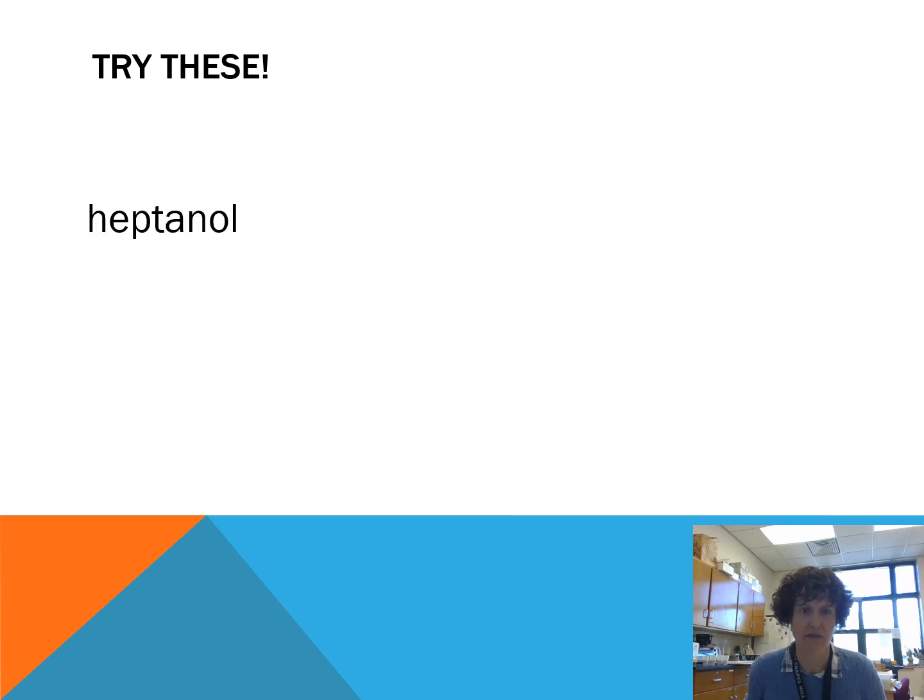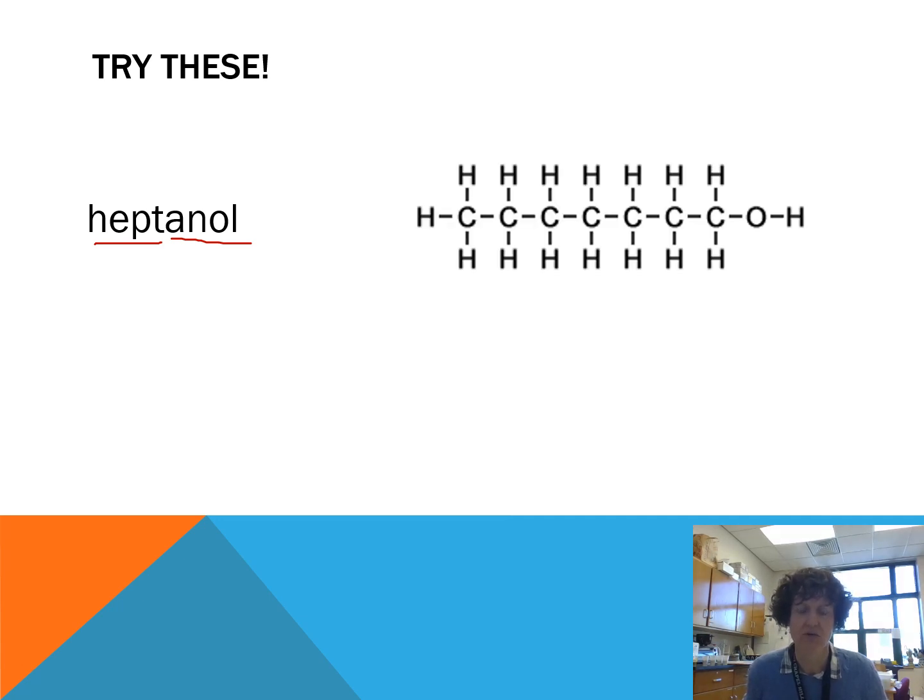All right, try these. See if you can draw heptanol. Pause the video if you need to. Heptanol, with the prefix hept, is going to have 7 carbons. So you're going to have 7 carbons in a chain. And then anol, that's going to be a hydroxyl group attached to one of those carbons. And there's ways to know which carbon to attach it to and all that kind of stuff, but we're just going to attach it to an end carbon for right now. So it's going to look like this. But if you had put the OH on this end, that would have been fine. Or honestly, in the place of any of these hydrogens, that would have been fine.